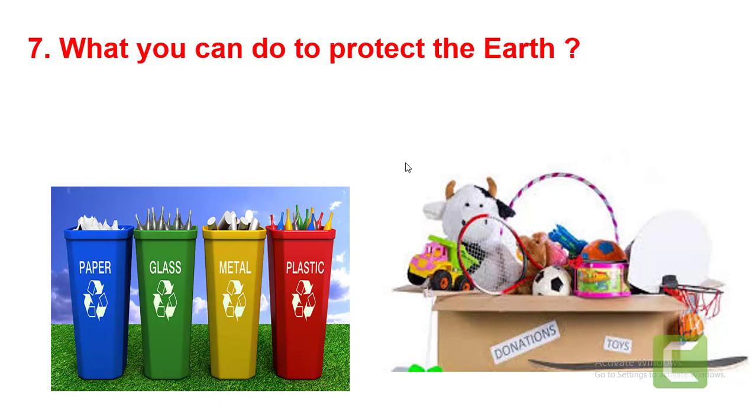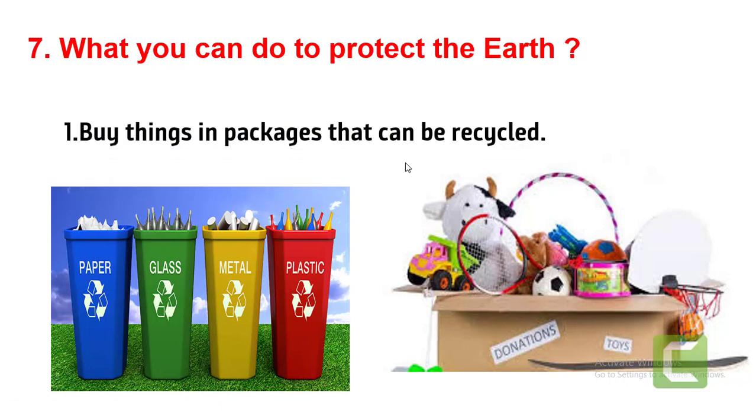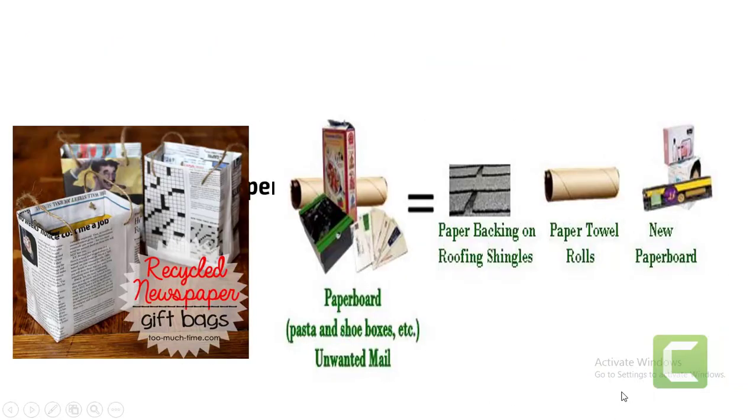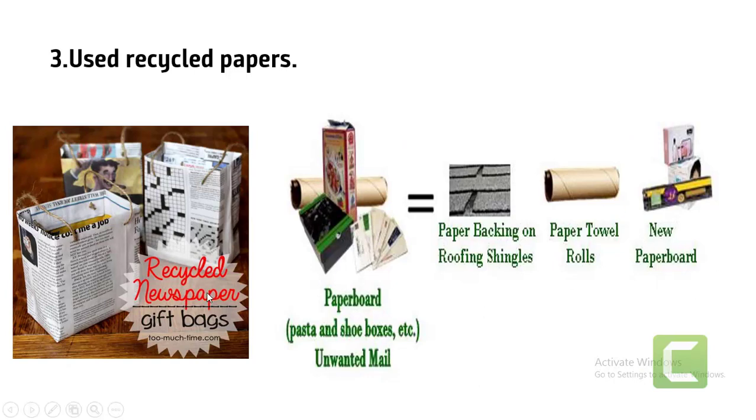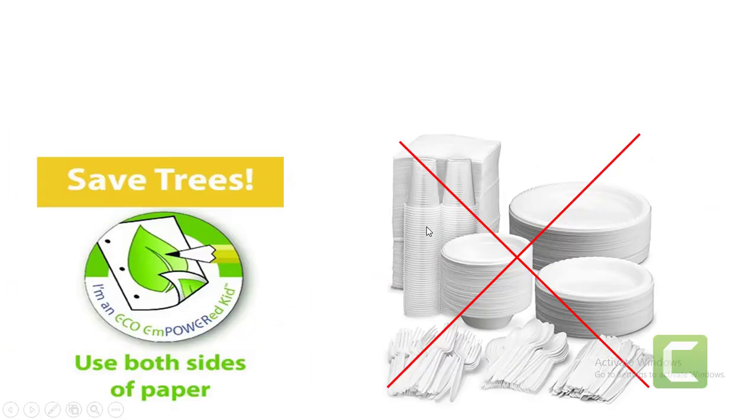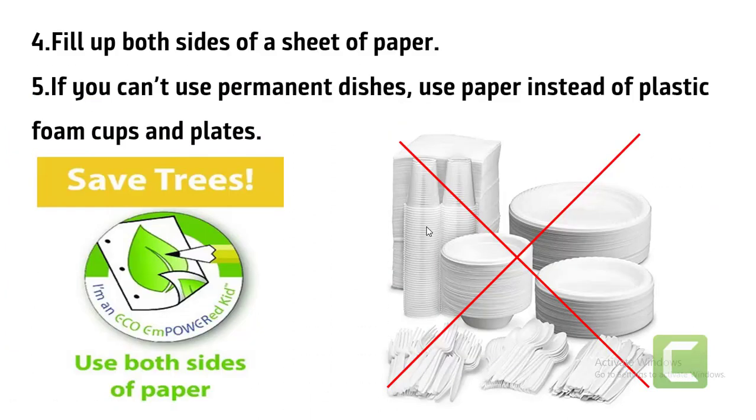Okay, 7. What can you do to protect the earth? So here are 2 points. Buy things in packaging that can be recycled, give away our old toys. Use recycled paper. Like here we can make a gift bag or other things. We can fill up both sides of a sheet of paper. It means that we use both sides of the paper. It's better not to use only one side and then throw it away. It means you waste, you destroy, or you do not save the tree.